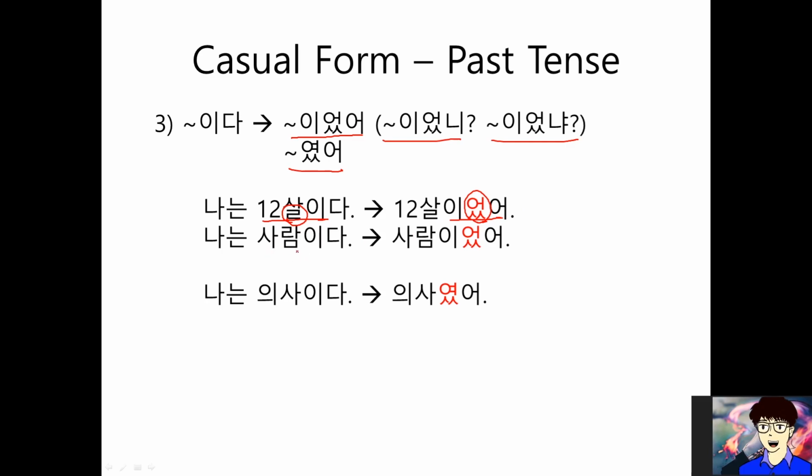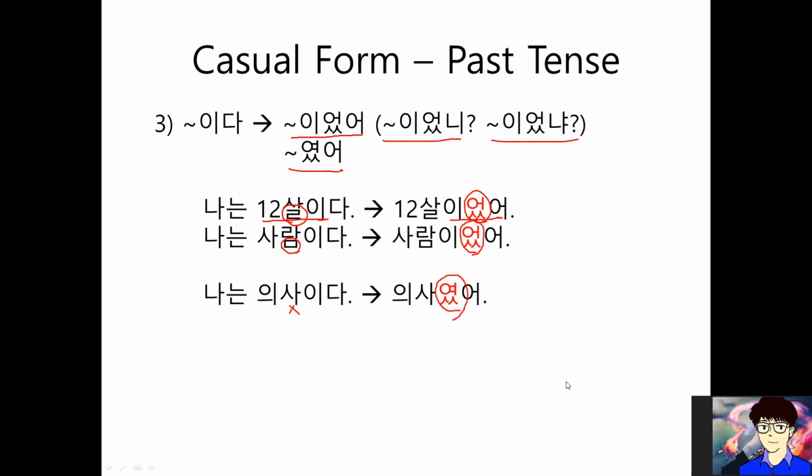And 나는 사람이다. There is a 받침, right? So, 사람이었어. Like that. However, when there is no 받침 like 의사, in that case, 나는 의사이다. In that case, 의사였어. Like that. Okay? And when you want to make a question, 12살이었니? Or you can say 12살이었어, 사람이었어, 의사였어. The same thing. Anyway, 12살이었니? 사람이었니? 의사였니? Or 12살이었냐? 사람이었냐? 의사였냐? You can understand me, right?